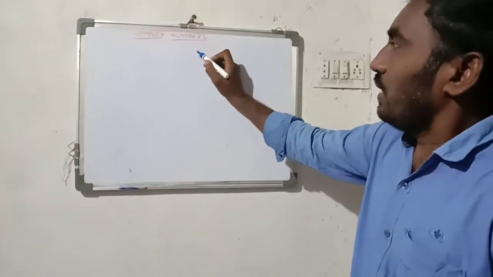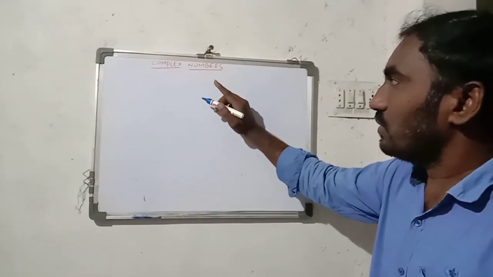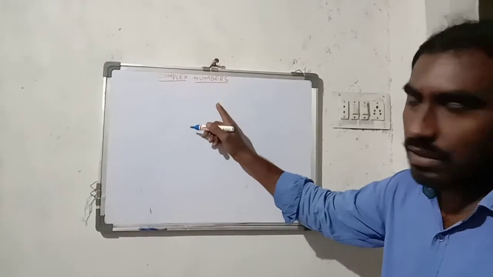In mathematics second year, we have 14 chapters. Now we are going to start the first chapter, that is complex numbers.